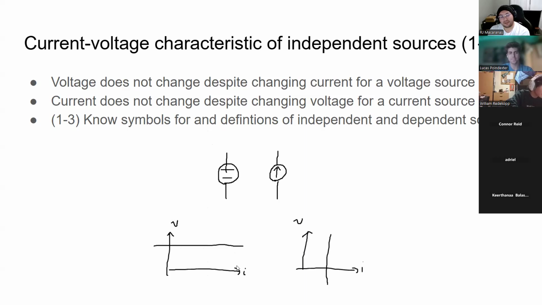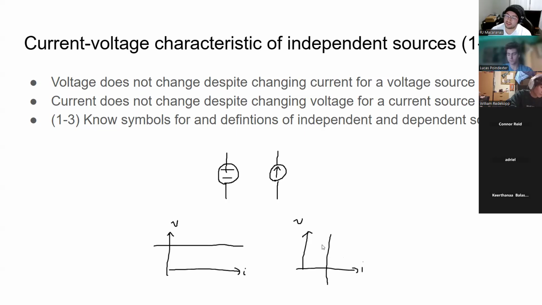So regardless of what current is appearing, the voltage is staying the same for this voltage source. And for this current source, regardless of what the voltage is, the current is fixed, right? So that's kind of what these current voltage characteristics look like.